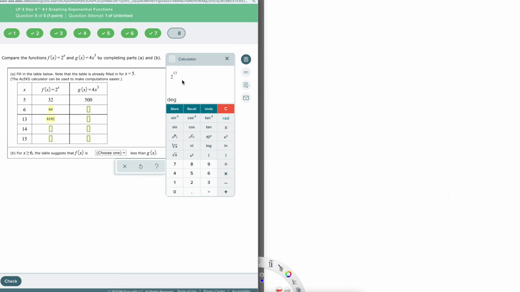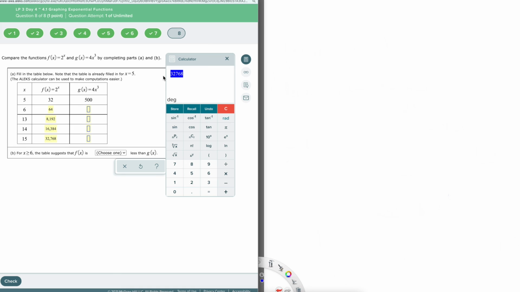And let's go 14. 16,384. And 15. My phone was reading me a calculator entry. I'm going to put the commas in here because that's just bugging me. All right, so now we're going to do this guy.